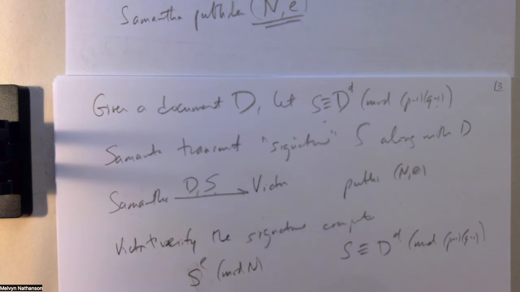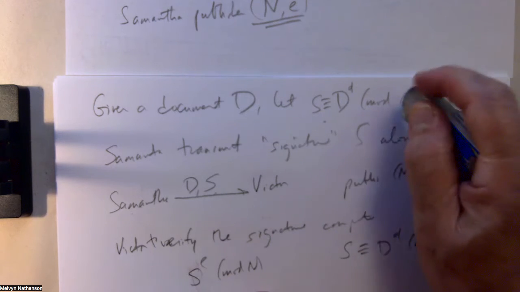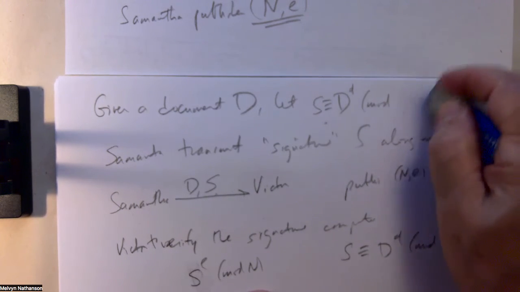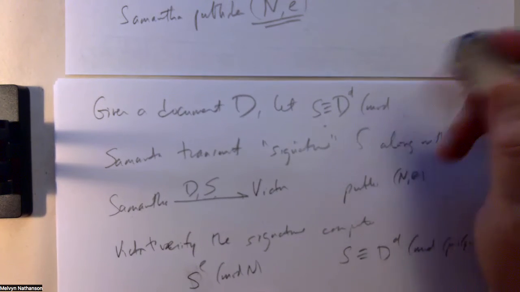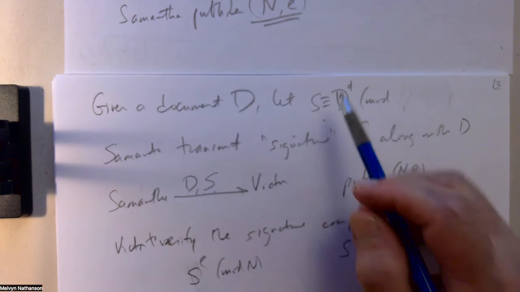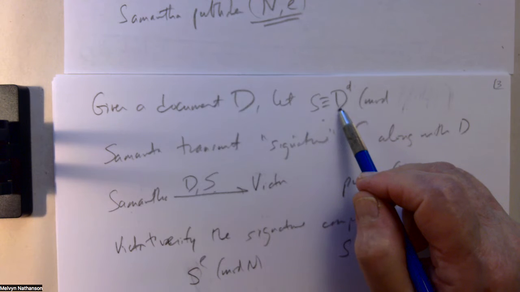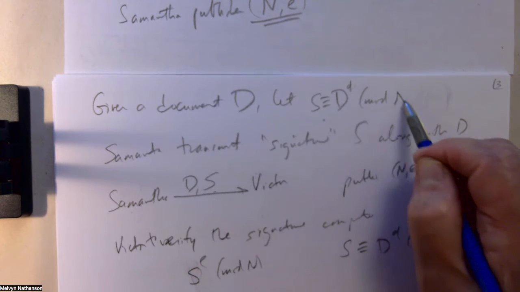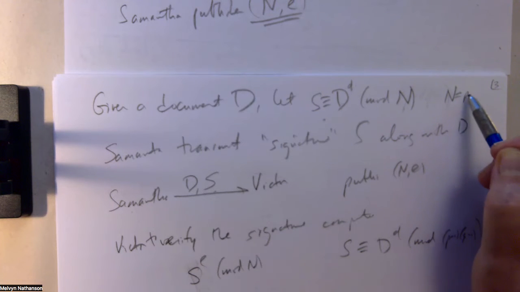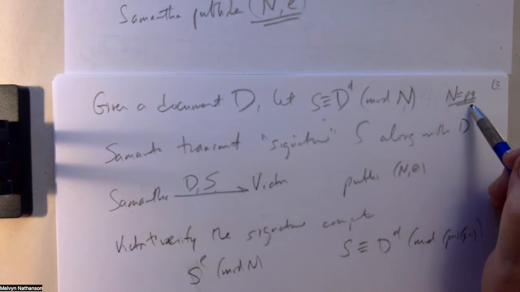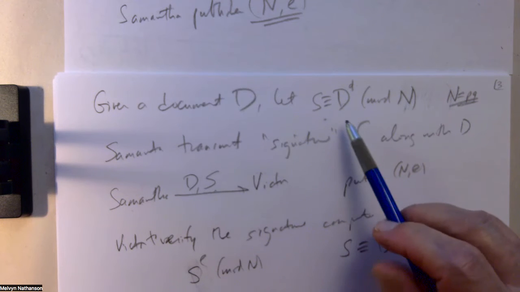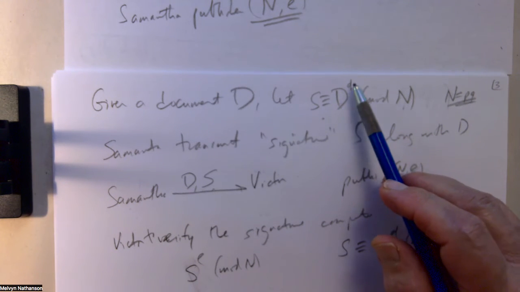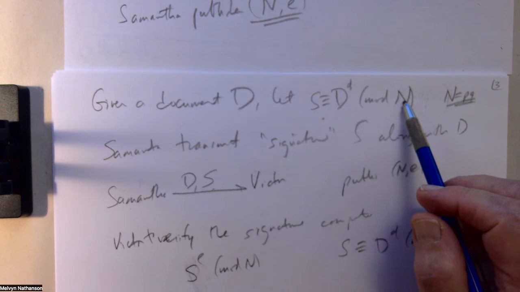Made a mistake. Let me just go back and make this correct. So Samantha's private secret way to create a signature is she takes the document D, raises it to her private key little d, modulo N. N is equal to PQ, not P minus 1, Q minus 1. So Samantha takes the document, that number, raises it to the power little d and reduces it mod N.